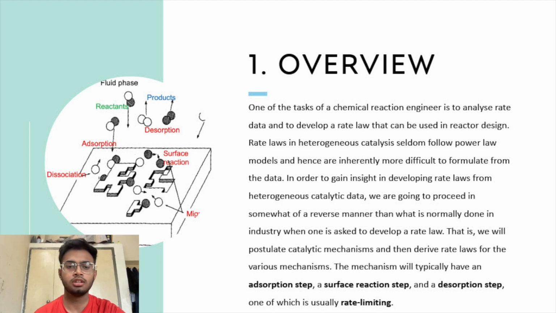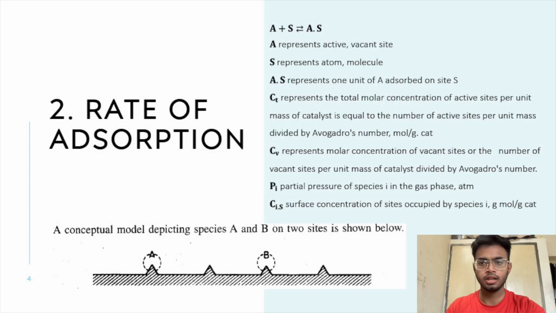rate law. The mechanism for deriving the rate law typically involves adsorption step, a surface reaction step, and a desorption step, and one of them is usually rate limiting step, which determines the rate of reaction, the kinetics of the reaction of a process. A conceptual model depicting species A on the site is given below. Here we can see how a species A is attached to any site or surface.